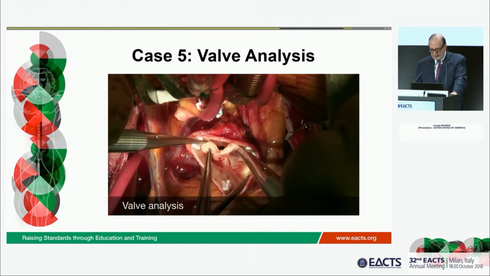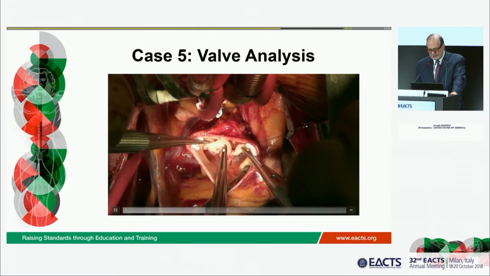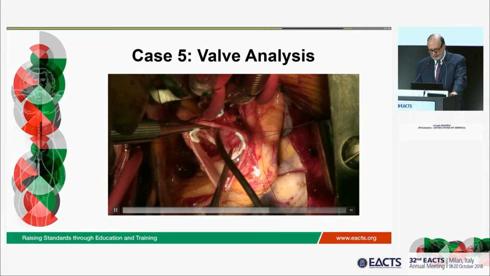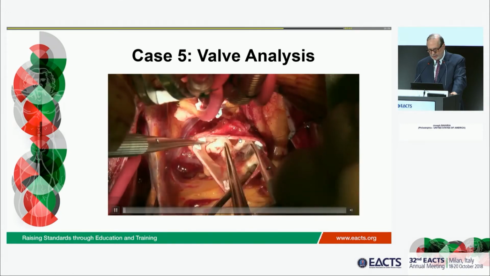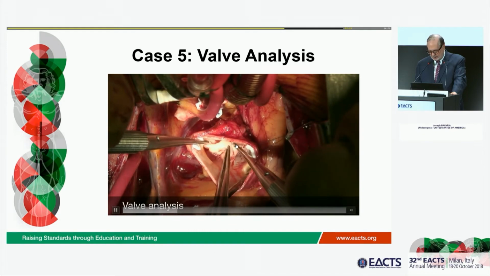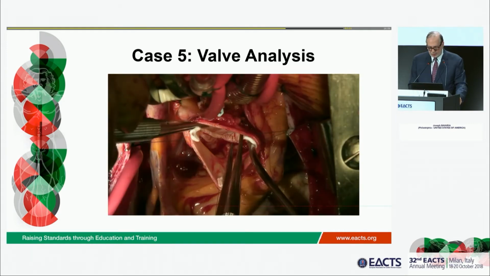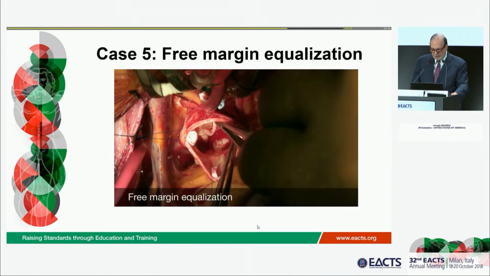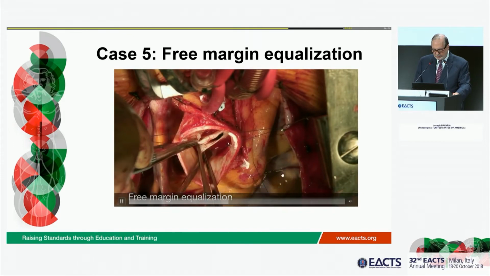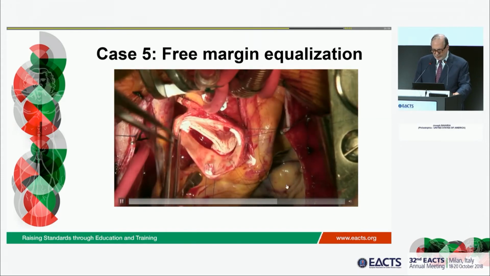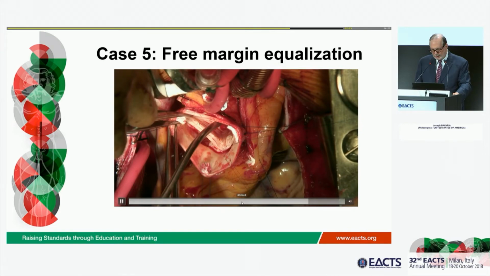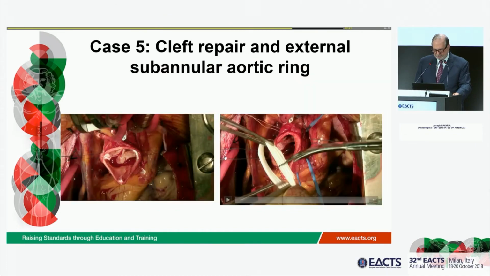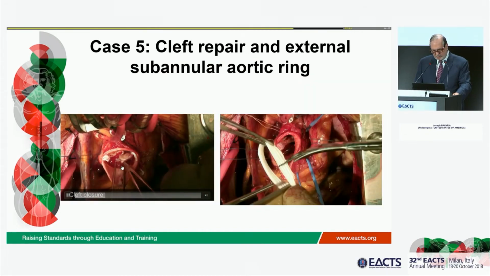So we're in here and at 29, we don't see a whole lot of calcium. We've got this non-conjoined cusp, which has got a cleft in it, but there's pretty good motion of the opposite leaflet. So the non-conjoined leaflet has great motion. So we're going to do an equalization of the free margins here and take the cleft, if you want to call it that, and equalize the free margins on both sides. And that's kind of what we're doing there. And so we're completing this.